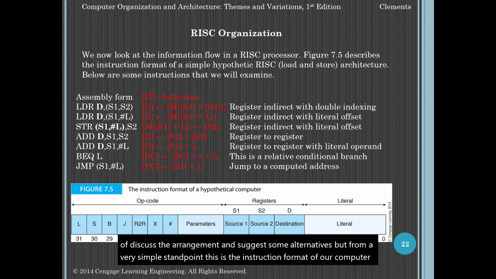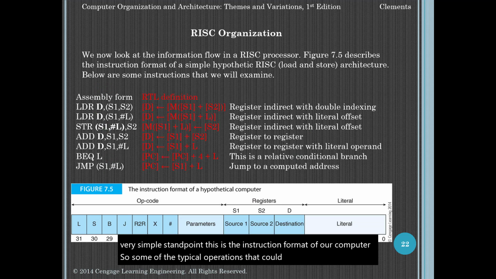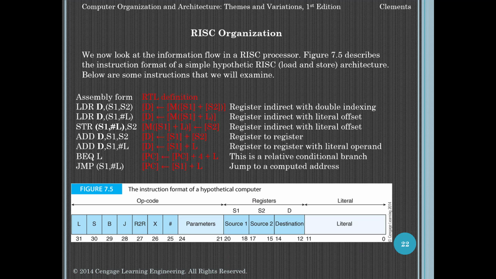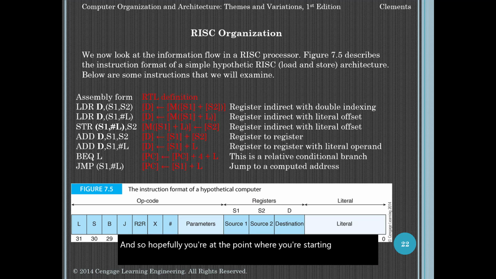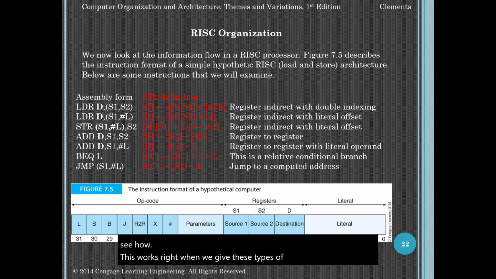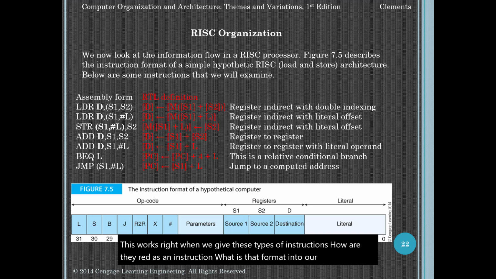So some of the typical operations that could be supported, we see those here in the code, that we would be able to use these instructions that cover different types of things you might want to do. So you might want to load something, store something, add something, branch, jump. And so hopefully you're at the point where you're starting to see how this works, right? When we give these types of instructions, how are they read as an instruction? What is that format into our computer?